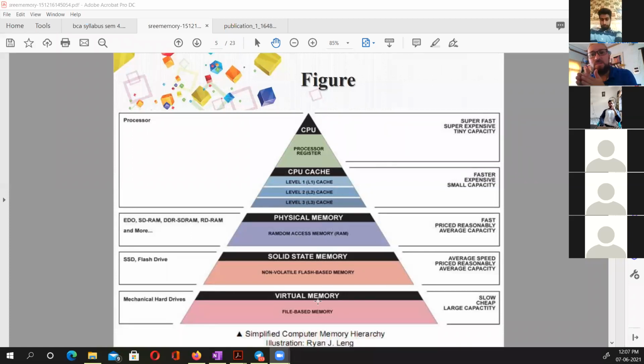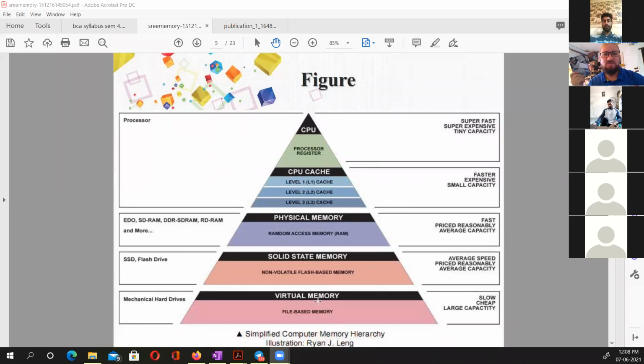Then comes the physical memory, which is also called the primary memory, that is your RAM. We also have ROM, we have EEPROMs, we have a lot of things, we will discuss them tomorrow. Then there are the secondary or auxiliary memories, like solid state devices and hard drives, HDDs. A hard drive is magnetic, and a time will come when it gets obsolete.